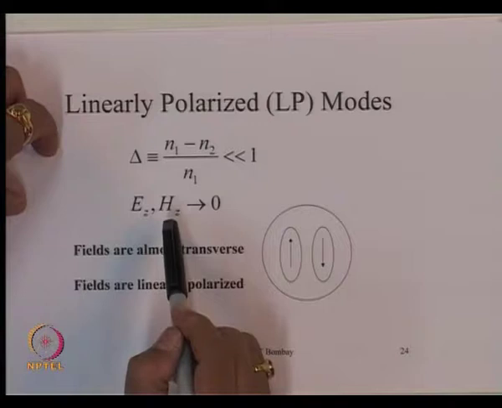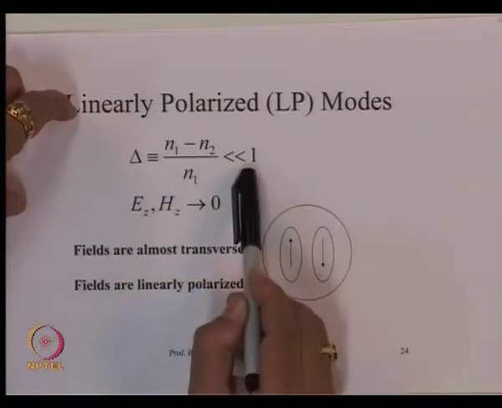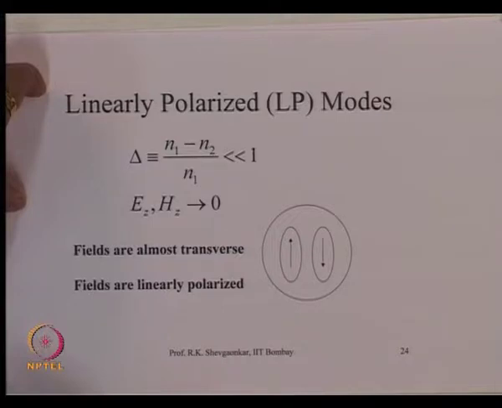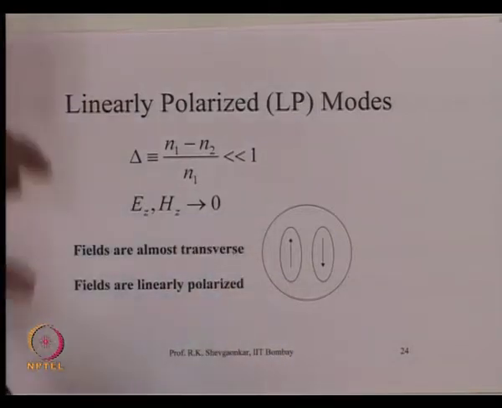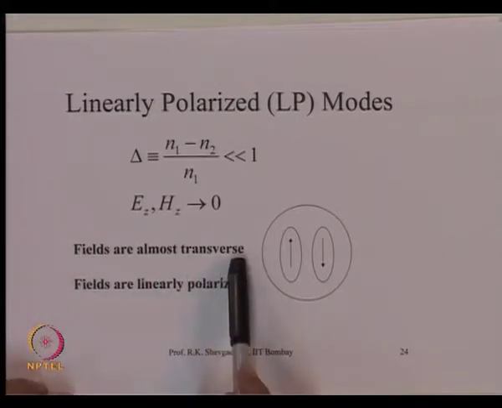Obviously, this phenomenon cannot take place suddenly when N1 is equal to N2. So, as N1 goes close to N2, slowly the longitudinal component becomes weaker and weaker, and the fields have stronger transverse components. So, for a practical fiber where N1 minus N2 divided by N1 is much smaller than 1, the Ez and Hz components would be negligibly small compared to the transverse components. So, we say that the fields are almost transverse in this approximation.